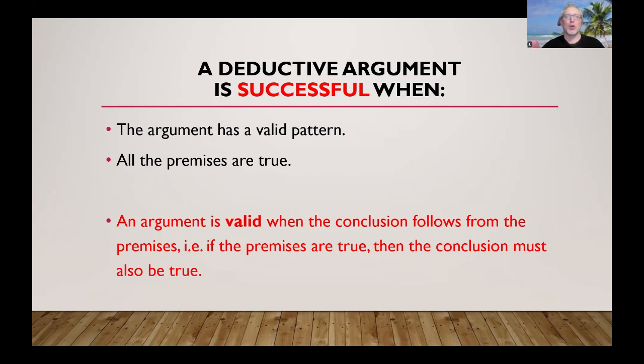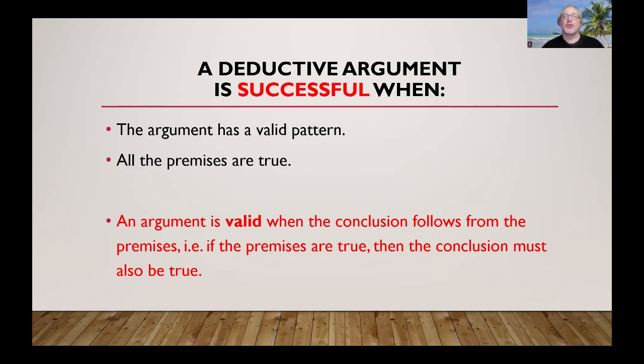Remember, in order to be successful, a deductive argument has to satisfy two conditions, and you should only accept an argument when it's successful. One, the argument has a valid pattern. Two, the premises are true. All of the premises are true. In a deductive argument, it's only going to be successful if all of the premises are true.